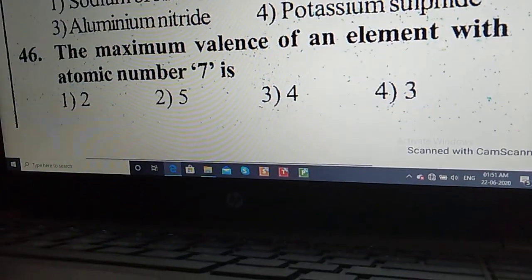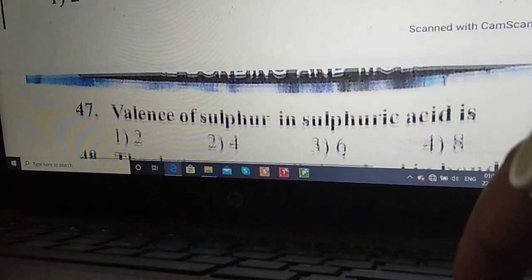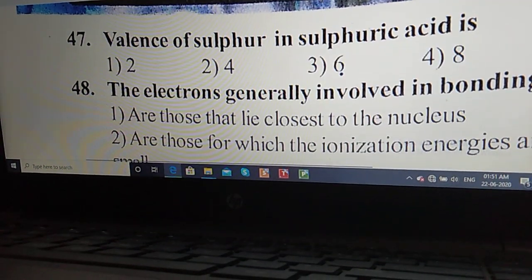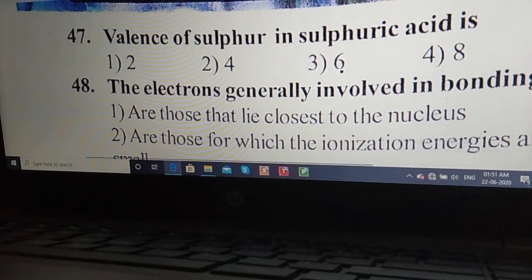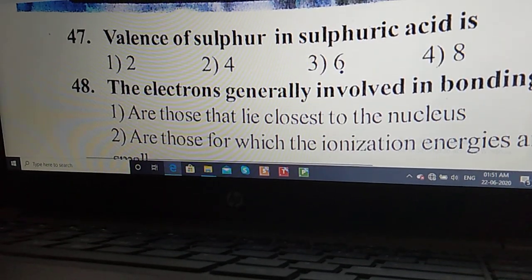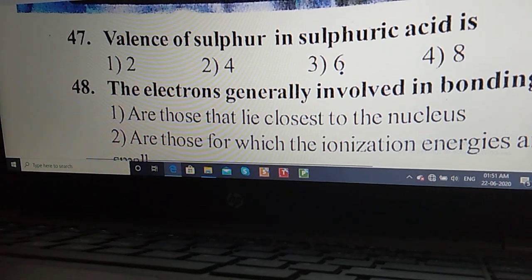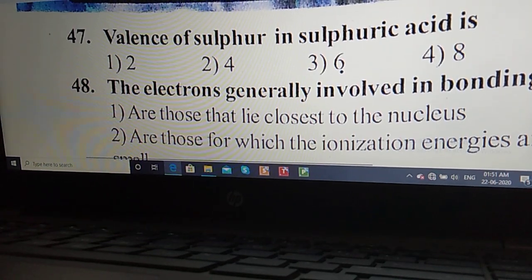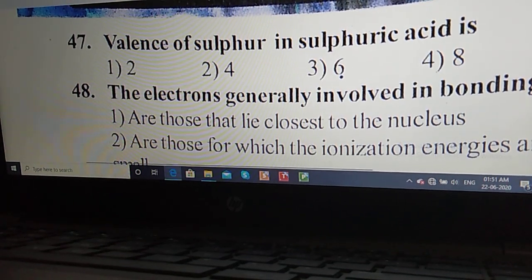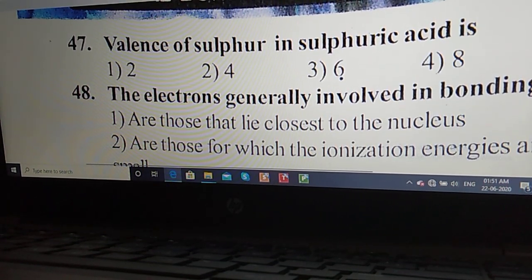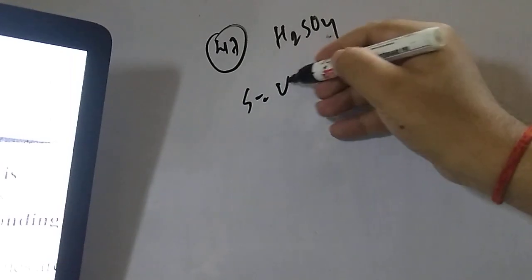Now let us move to the next question, question number 47. What is question number 47? Valency of sulfur in sulfuric acid. Quite a nice question, students. Let us try to understand it. They are saying the valency of sulfur in sulfuric acid, H2SO4, is there, student. Now come on the board, student, so you can understand this question. So for H2SO4, they are asking the valency of sulfur.